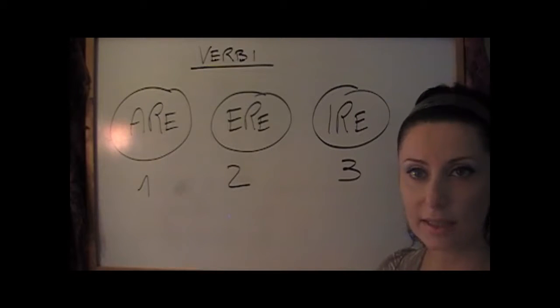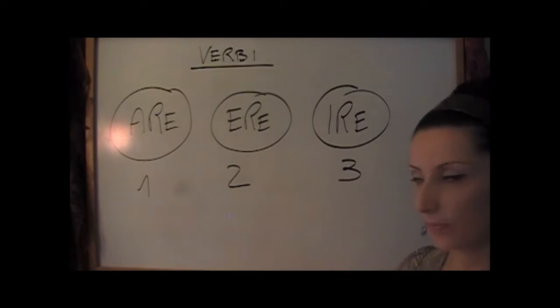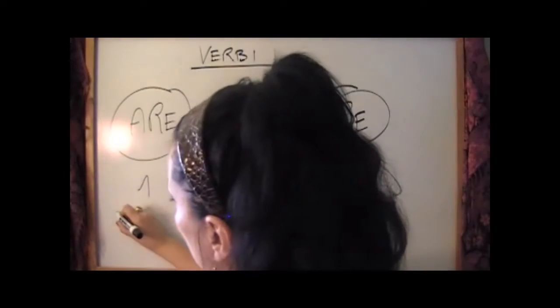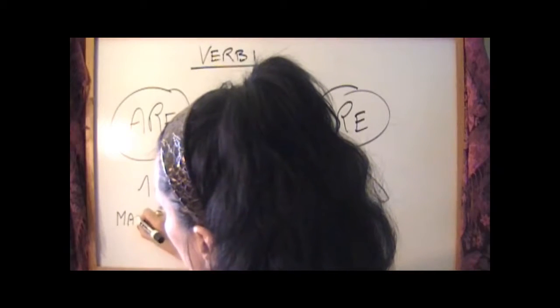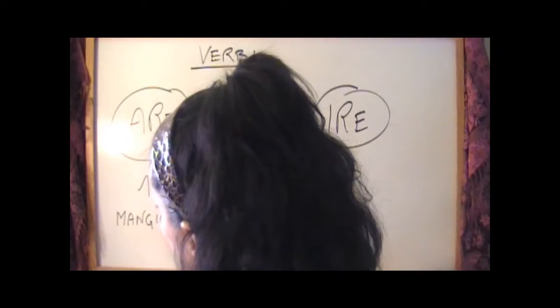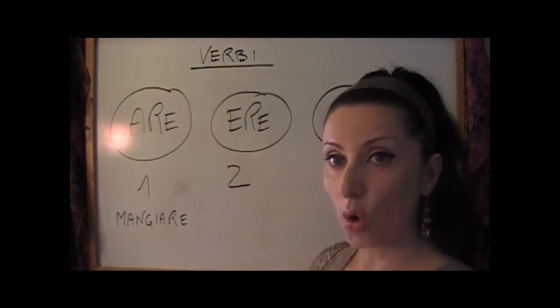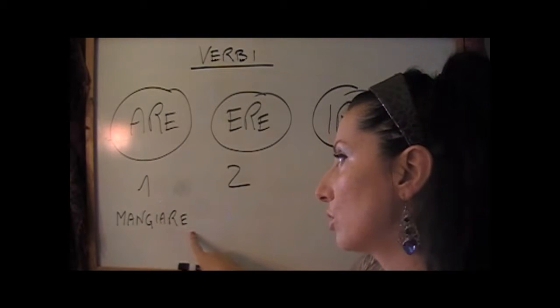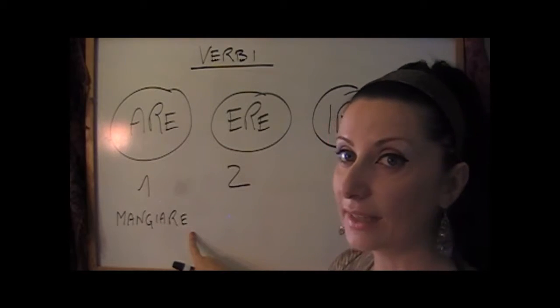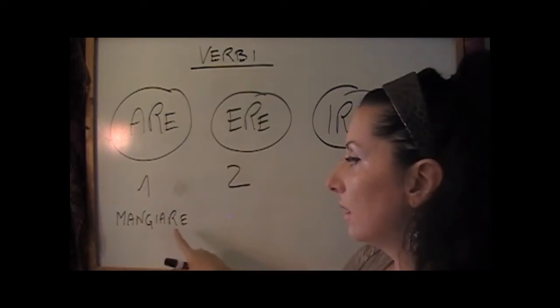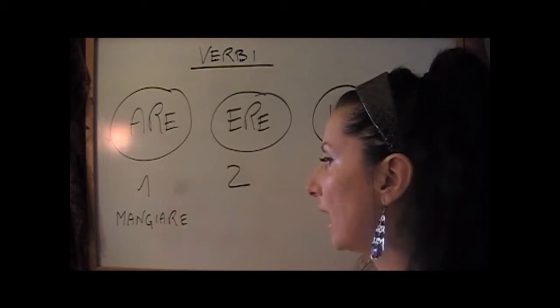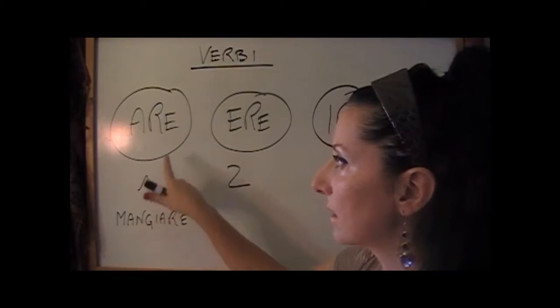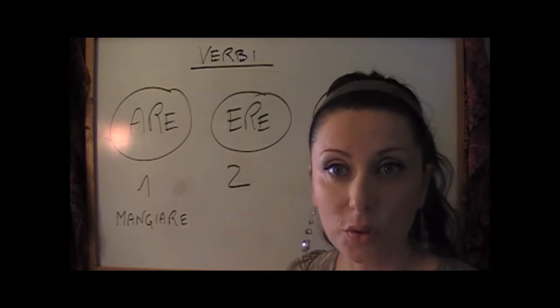Let's see an example so you understand what I mean. For example, if we take the verb mangiare, in Italian it means to eat. You understand that this is a verb because all verbs in the infinitive end in -are, -ere, or -ire. This verb, mangiare, ends in -are, so it belongs to the first group.